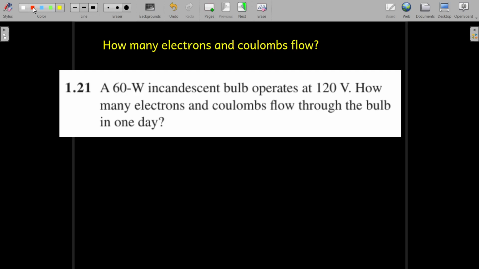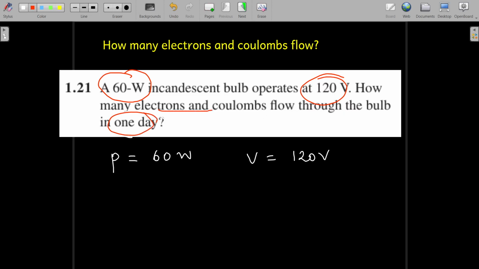If you look at the data, we have a 60-watt incandescent bulb. What's the meaning of it? That means it is the power, so P is 60 watts. Another thing given here is that it operates at 120 volts, which indicates the voltage V is 120 volts. What is asked? How many electrons and coulombs flow through the bulb in one day?